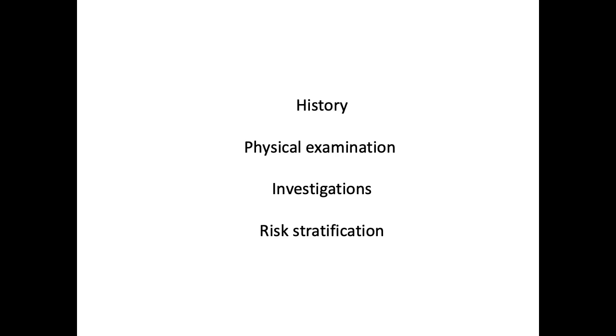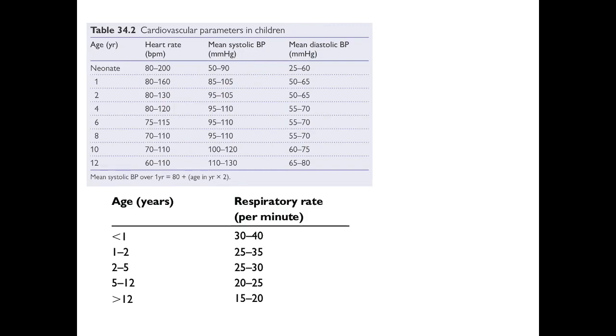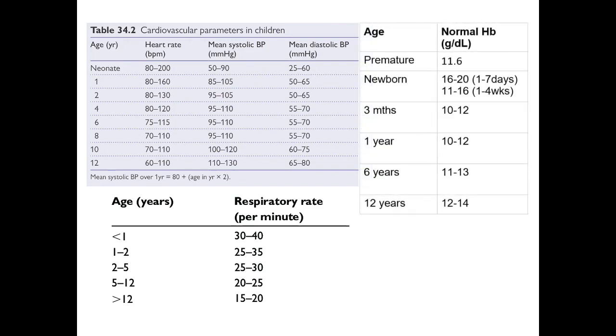One risk stratification model we may be familiar with in adults is the New York Heart Association classification. In pediatrics, the modified Ross score is used for children less than 6 years old. For easy reference, here are the physiological parameters and hemoglobin levels for different age groups.